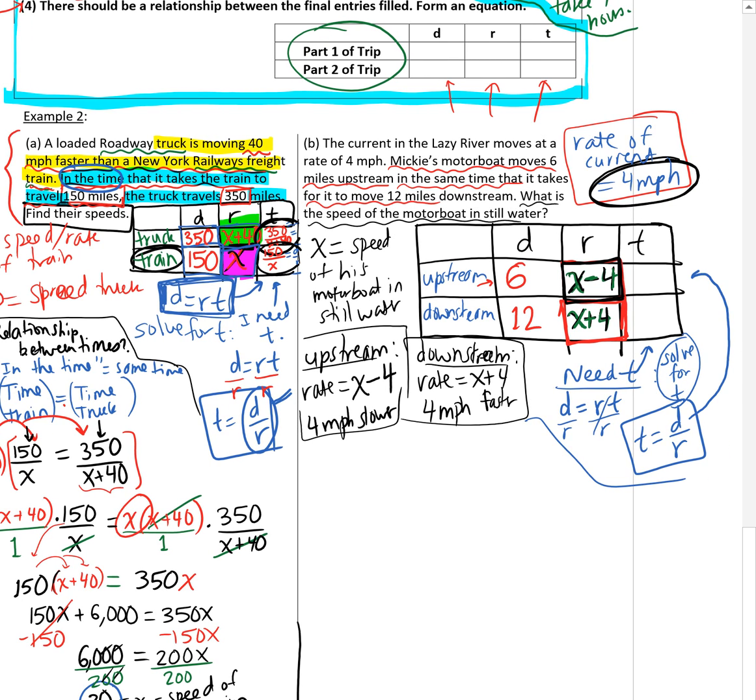So this time here will be the distance upstream, which is 6, over the rate upstream, which is x minus 4. So 6 over x minus 4. The other time will be the distance downstream, which is 12, over the rate downstream, which is x plus 4. Whew! Alright, so we filled everything in.